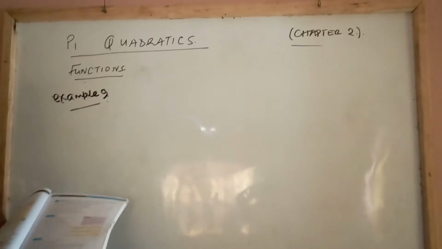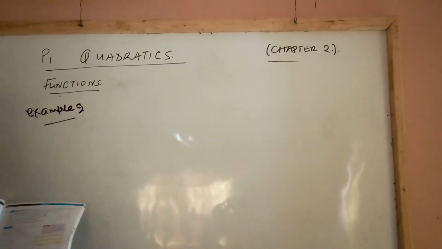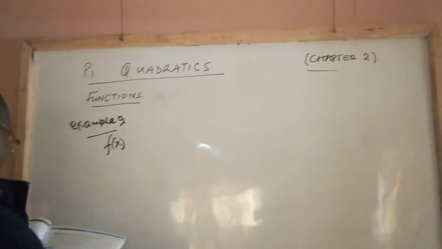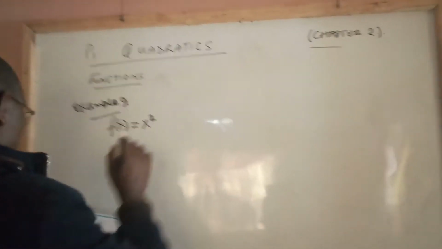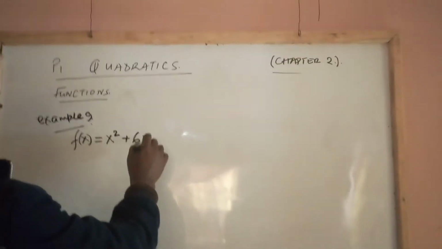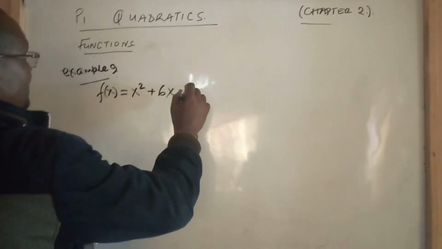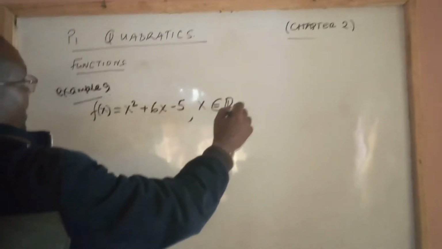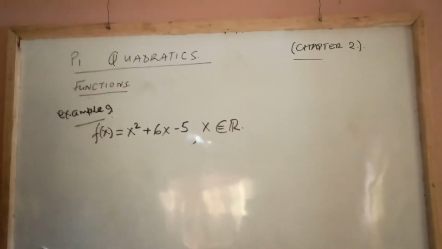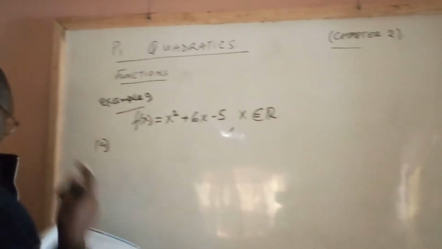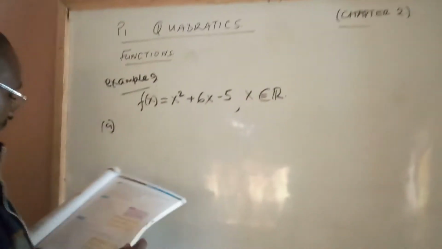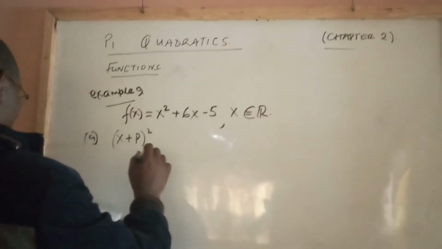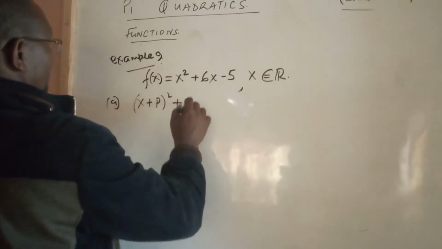In example 9, we are told that the function f is defined by f(x) = x squared plus 6x minus 5, and of course x is a real number. Part A of this question, we are supposed to write f(x) in terms of (x plus p) squared plus q.